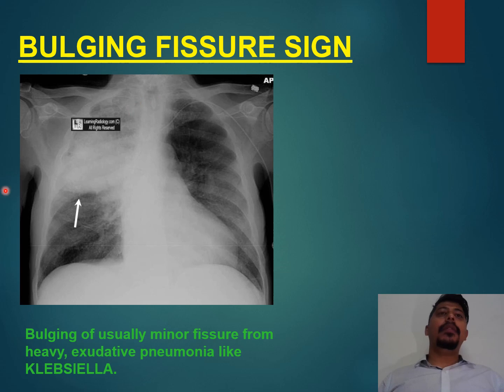Bulging fissure sign. Bulging, usually of the minor fissure, from heavy exudative pneumonia, likely Klebsiella. So this is the pneumonia, and there is bulging of the minor fissure. It is the characteristic feature of Klebsiella pneumonia.